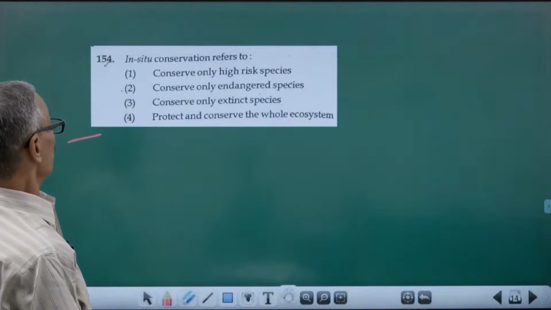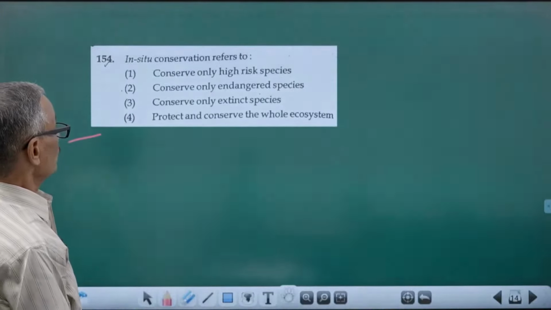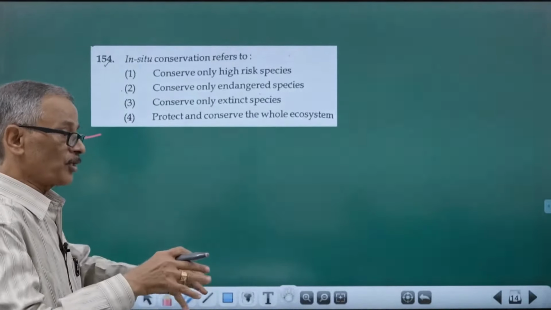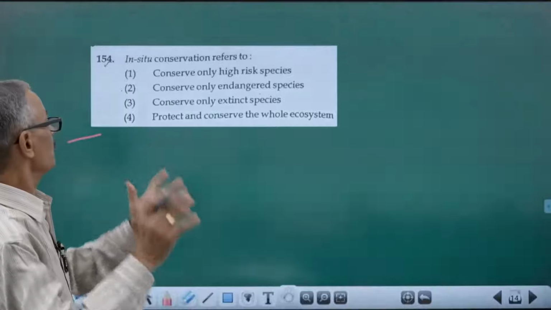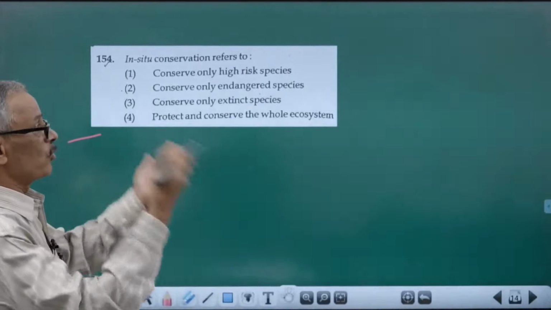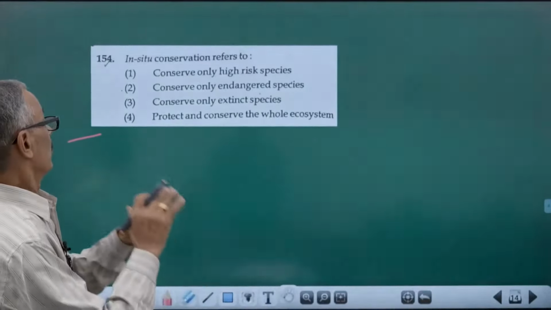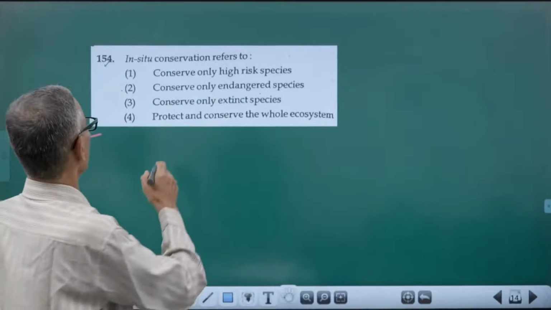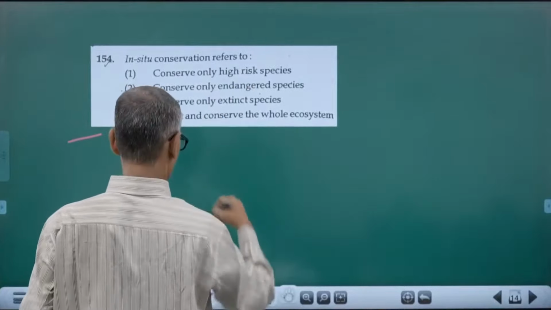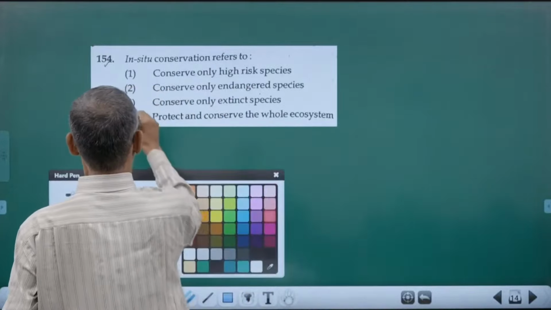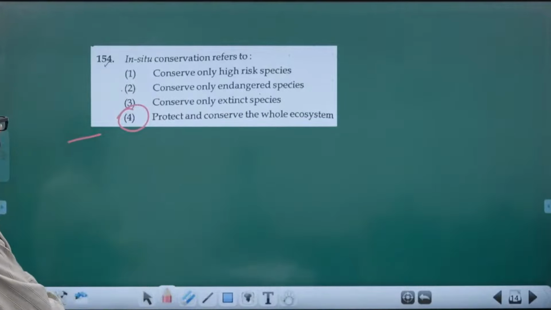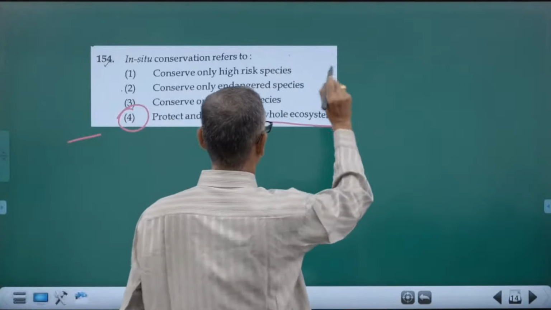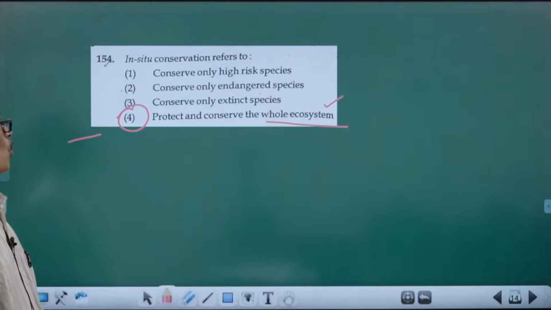Again, in situ conservation. What is in situ? In their original place, we protect all the plant and animal species, so that the future can have them protected and conserved in their original habitats. So, in situ conservation refers to both plant and animal protection in the original form. So, the whole ecosystem is protected. So, the option goes to 4.